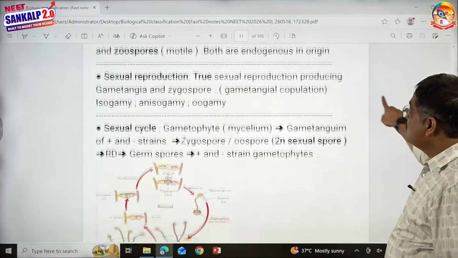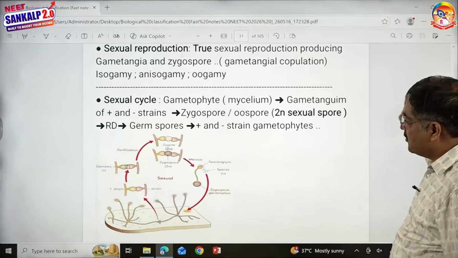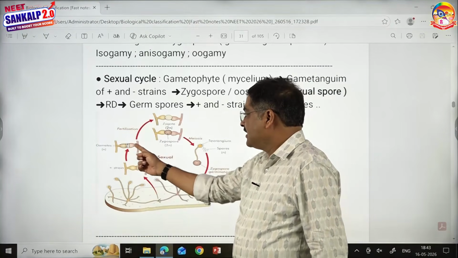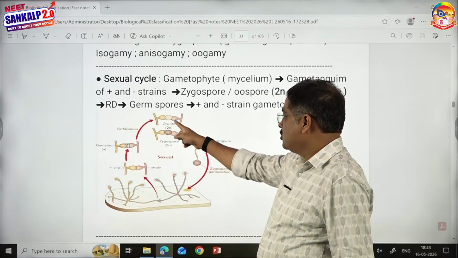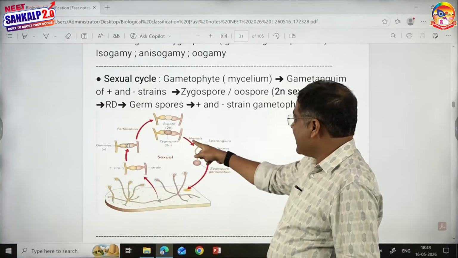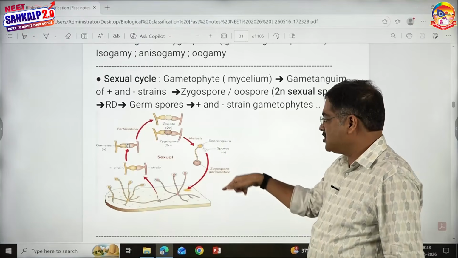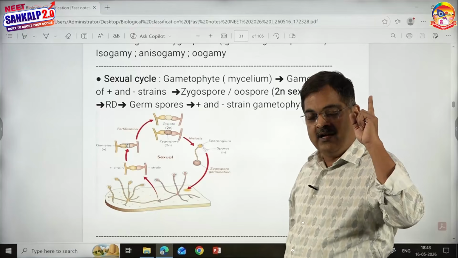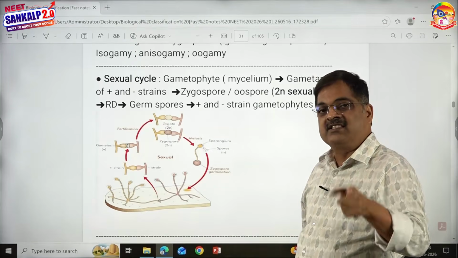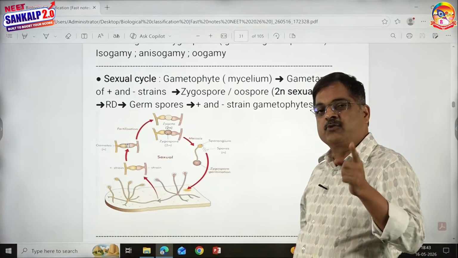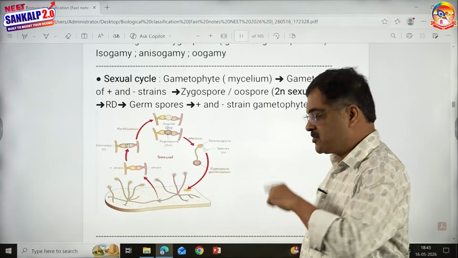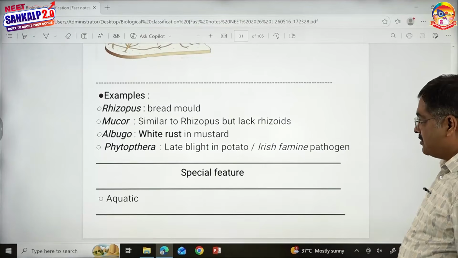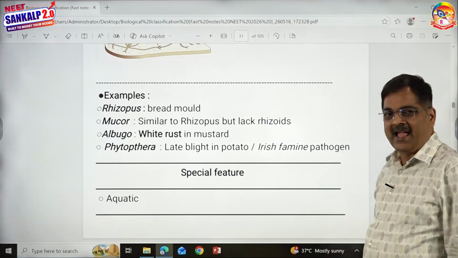Sexual reproduction, true sexual reproduction, producing gametangia and zygospore. Look here, I have shown here. These are the gamete producing structures. Gametes fuse to form zygote, 2N, also called oospore. It undergoes meiosis and produces spores, and these are germ spores. They get liberated. So plasmogamy and karyogamy occur in immediate succession, resulting in the formation of zygospore. Zygospore undergoes reduction division and gives rise to germ spores. Very easy to remember. Example, Rhizopus, bread mold. Mucor is similar to Rhizopus but lacks rhizoids.